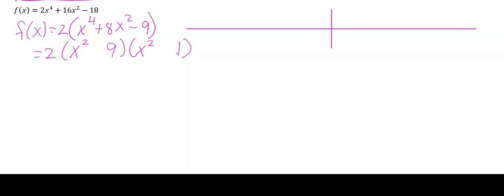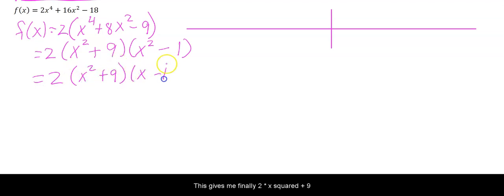The question is, are they both positive, both negative, or one of each? Since I'm subtracting, they'll always be different. So I need one positive and one negative. To get a positive 8, I should have a plus 9 and a minus 1. X squared plus 9 is prime. It will not factor anymore. But x squared minus 1 will factor into the difference of two squares pattern. This gives me, finally, 2 times x squared plus 9 times x minus 1 times x plus 1.